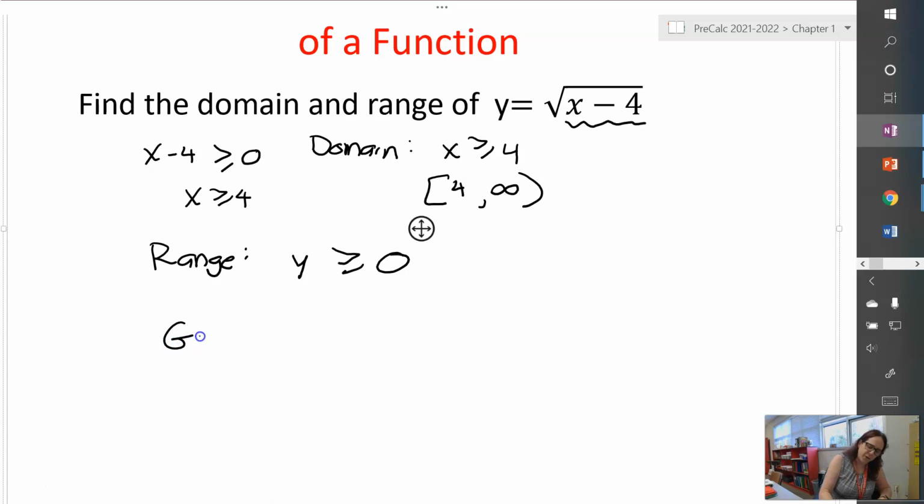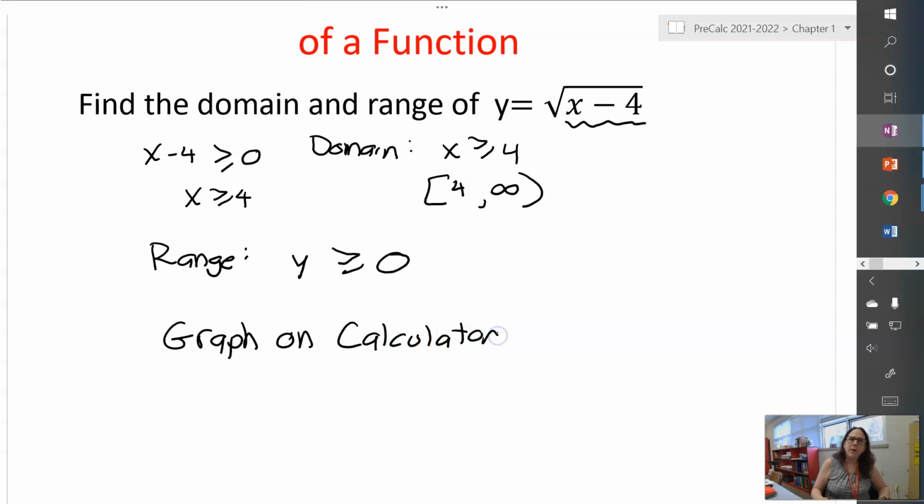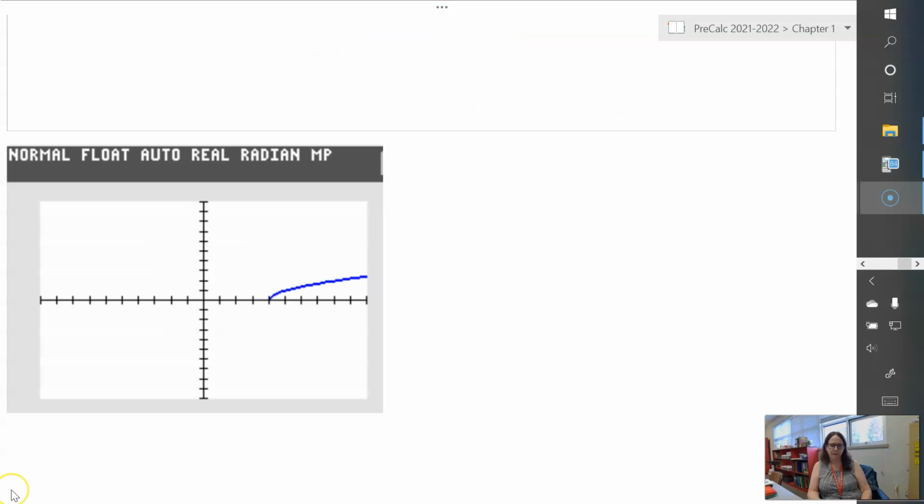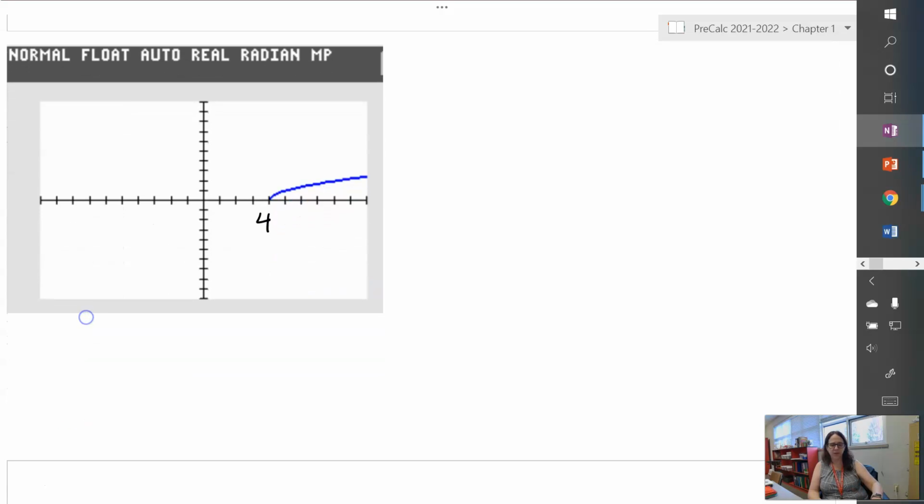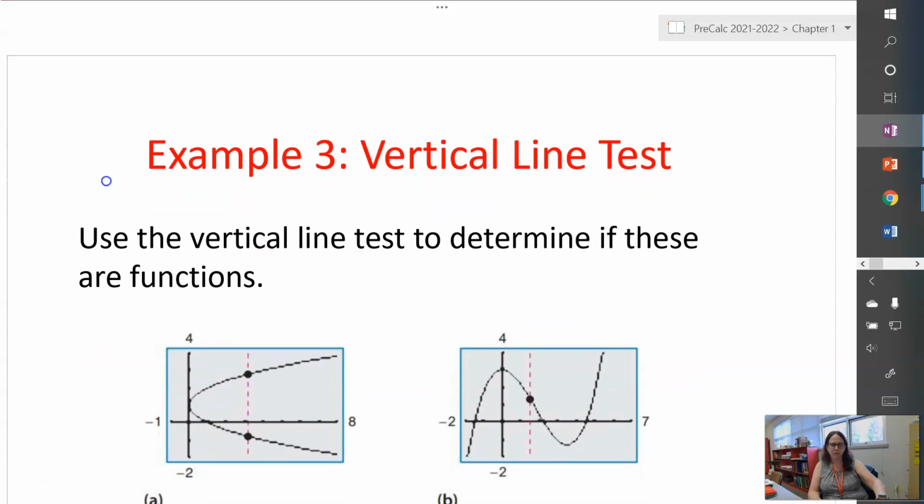Let's check this on your calculator. So graph this on your calculator so that you can check. Pause the video right here to graph it on your calculator, and then when you come back, you can see what my graph looked like. All right, so here is my graph, and you'll notice that the y is only positive. I'm not seeing anything below 0. Also notice right here is 4, so that graph does not exist anywhere below 4 for x. So that just confirms what we were already saying about domain and range.